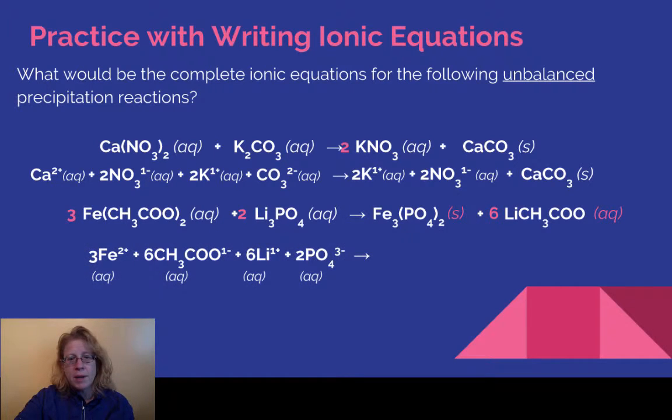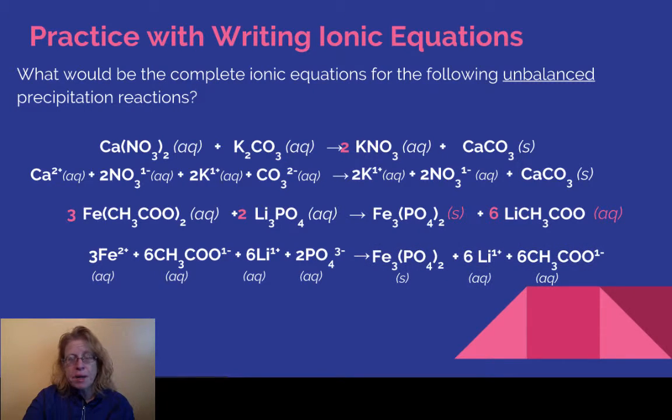All right, so there we go. Starting to break apart our ions. We've got 3 iron(II) ions, 6 acetate ions. Again, there's a 3 out in front, so that's going to hit with that particular subscript to give us 6 total acetates. When we take a look at our lithium phosphate, we have 6 lithium ions. Again, that coefficient has to distribute across. And then we have 2 phosphate ions for the same reason.